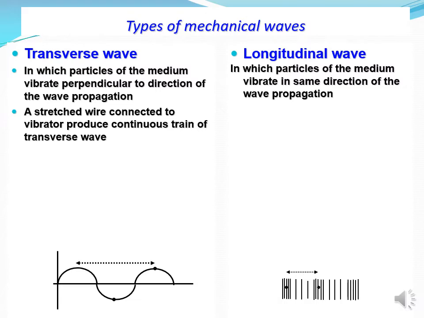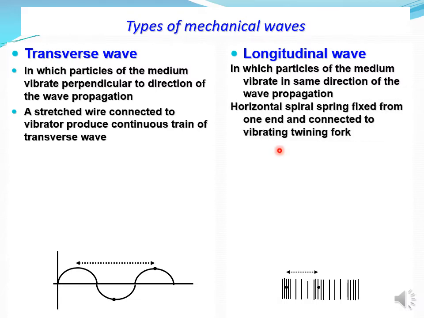A longitudinal wave: horizontal spiral spring fixed from one end and connected to vibrating tuning fork. لو افترضنا ان هنا في tuning fork connected to spiral spring, we will observe that we will have region in which the particles of the medium, which is the turns of the string, are compressed together, and another region in which turns of a string are away from each other.